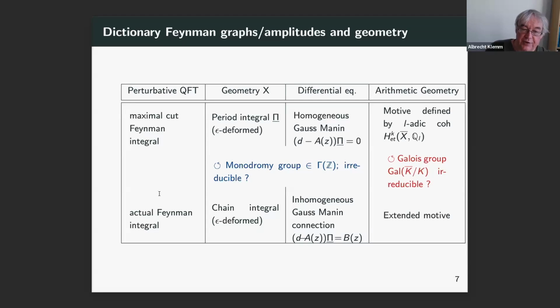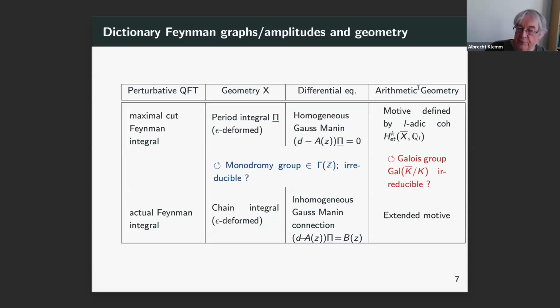And then we have the actual Feynman graph. So in the algebraic geometry realization that we need here, the period integral of a Calabi-Yau, maybe epsilon deformed. I will say more about this. And the differential equation will be a Gauss-Manin type of differential equation of this type.